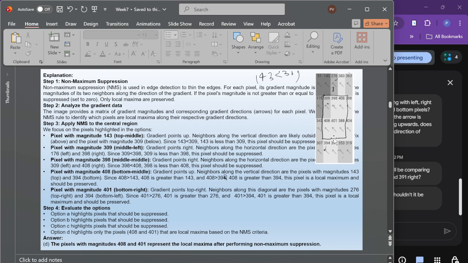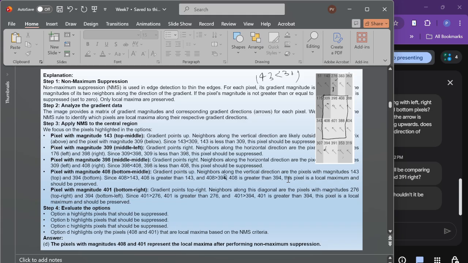But 401, then why has it been compared with 276? If you look at the last point, the pixel with magnitude 401, bottom right. Yeah, I have made some mistakes in the writing, so I will just correct it and send it to you. Then upload it. Okay, thank you. Okay, now it is understandable. It is fine.